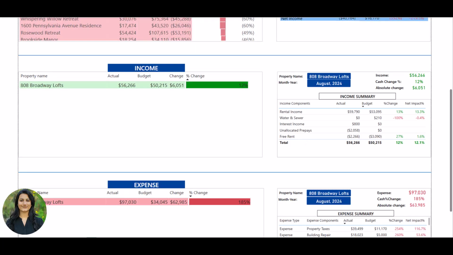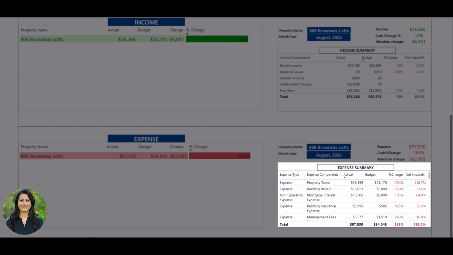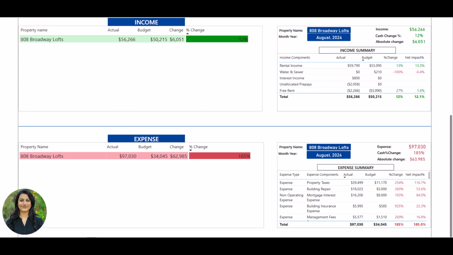So if the revenue is fine, then it must be an expense-related problem. And that's exactly what the expense view confirms. This property's budgeted expenses were around $34,000, but actuals cost a 185% overspend. Nearly every expense line item went over budget, especially building repairs, which were 260% above budget. This shows 808 Broadway Lofts did not fail to generate revenue, but they failed to control costs.